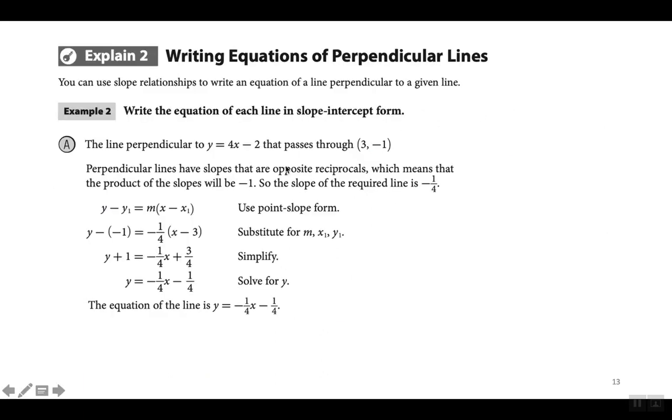Alright, let's look at the first example. This is exactly what we did before, but now with perpendicular lines. Lo mismo que hicimos antes, pero con líneas perpendiculares. So a line perpendicular to this line. This is in slope-intercept form. So that means that the slope of this line is 4. So the slope of a line perpendicular to that one has to be negative 1 over 4. And this is going to be x1, y1. Si el slope de esta línea es 4, la línea perpendicular tiene que tener un slope de negativo 1 sobre 4. So this is my point slope form.